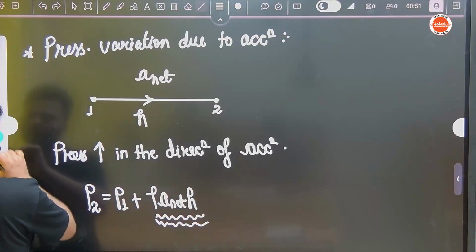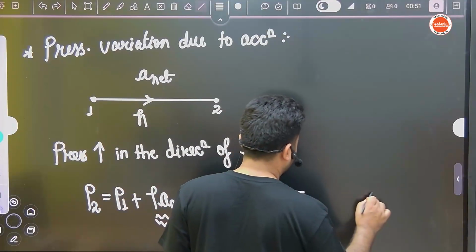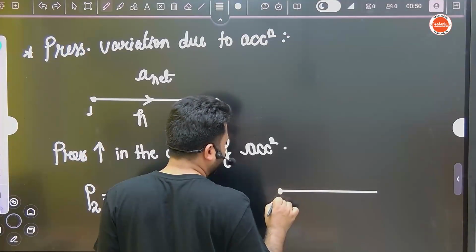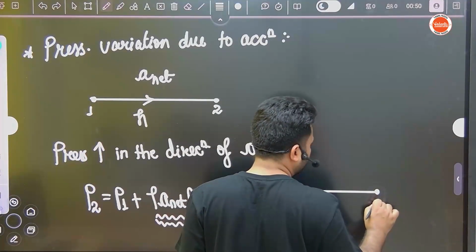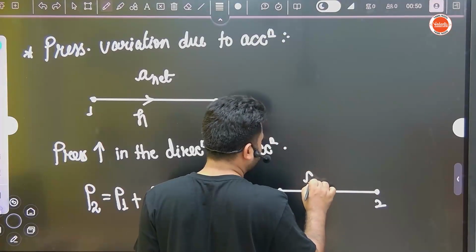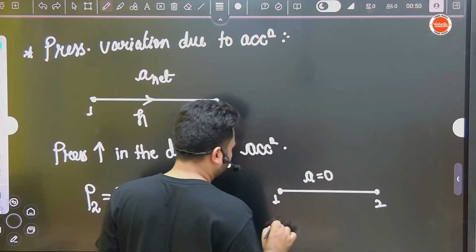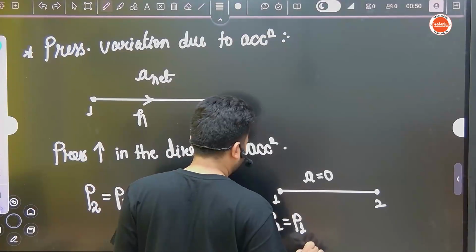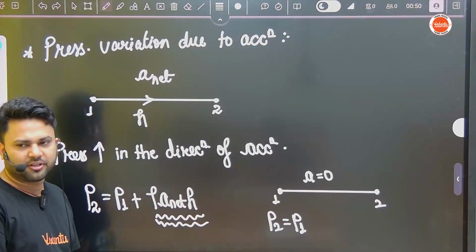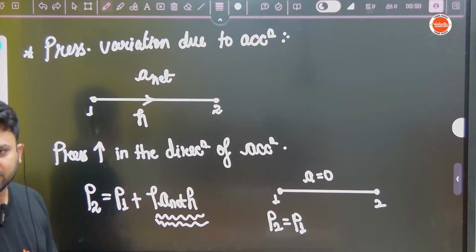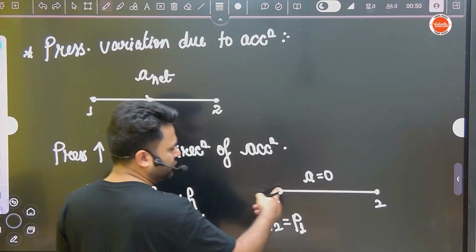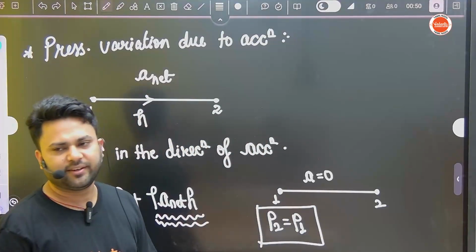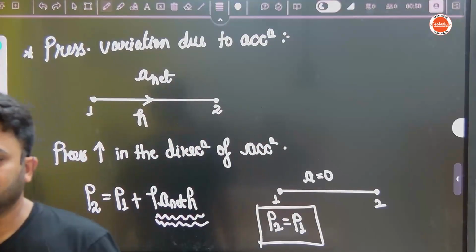Acha, if there are 2 points but no acceleration, point number 1, point number 2, acceleration is 0. So what we will write? Pressure at 2 equals pressure at 1 plus rho times net acceleration, which is 0. So this term will become 0. It means these 2 points will have the same pressure if net acceleration is 0. Correct?